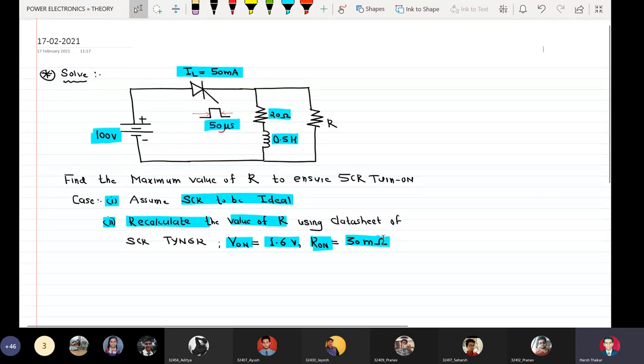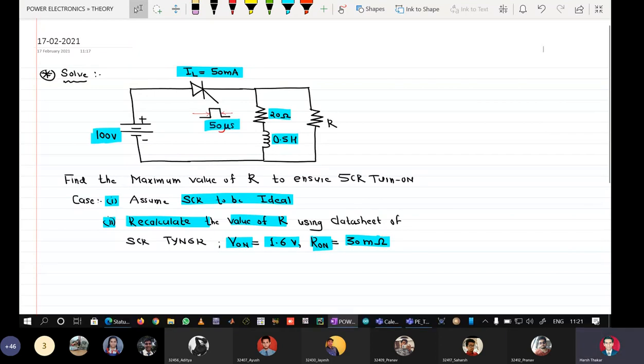So has anybody who has attempted to solve this numerical found the value of R for both the cases? If anybody has attempted and found the value, you can tell, otherwise I will anyways solve. Okay.